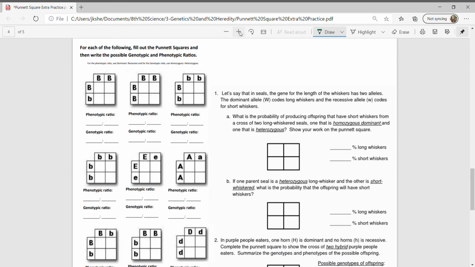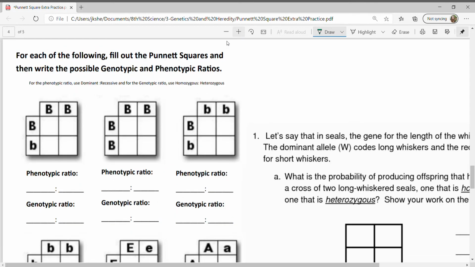So the first section is asking you to basically fill out these Punnett squares and then write the genotypic and phenotypic ratios. And it tells us for the genotypic ratio, use homozygous to heterozygous, and for the phenotypic ratio, we're using dominant to recessive. So all we have to do here is fill out each of these Punnett squares.